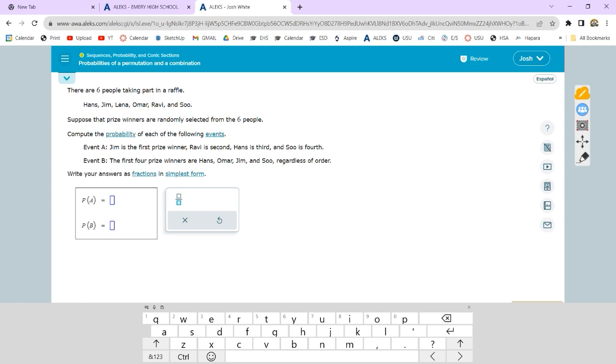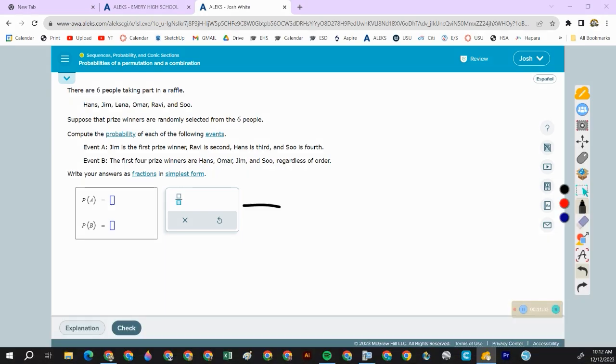Okay. So how many ways are there to pick Jim as the first place winner? Well, we have 6 people. So if Jim is going to win, there is a 1 in 6 chance that Jim is the first person. Okay, does everybody get that? Now we move on to person number 2. What is the chance that Ravi is the second person chosen?